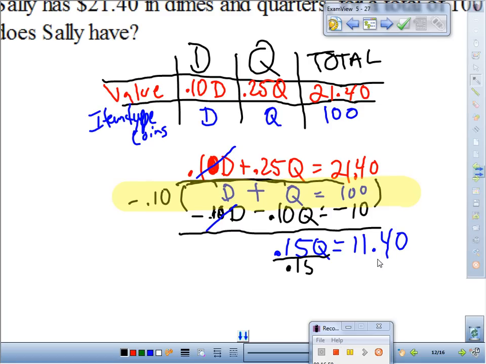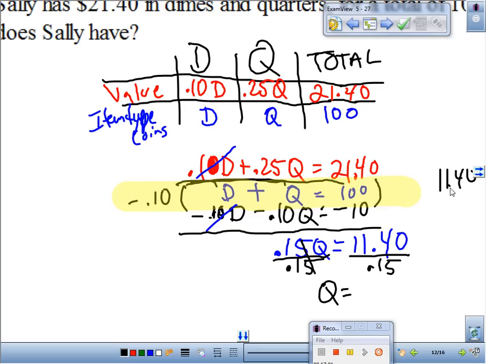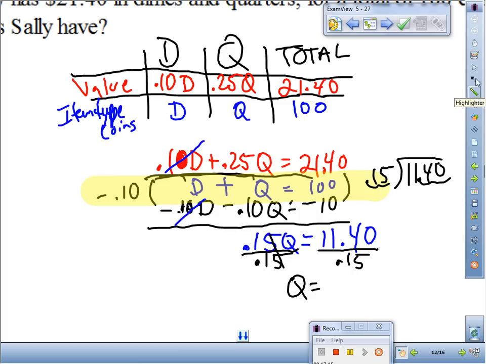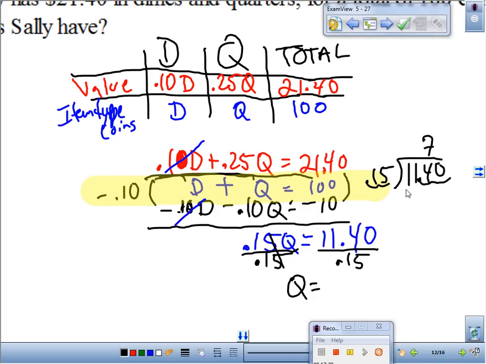And what do I do at the end? Divide by 0.15. Find out how many quarters we have left. I'm going to do the division over here on the side. 11.40 divided by 0.15, we move the decimal twice, and it goes away. So let's see. 15 fits in here 7 times, that's 105, subtract, that leaves us with 9, bring down the 0, 15 fits in there 6 times. So therefore, how many quarters do we have? 76. 76 quarters.